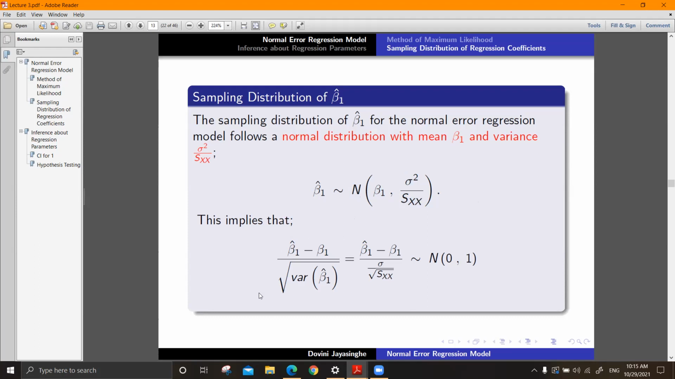This implies that this particular quantity is standard normally distributed. If you know X is normally distributed with mean mu and variance sigma squared, what is our Z? Z is going to be X minus mu divided by sigma. That is how you standardize a variable. That means from some normal distribution, you are mapping that to the standard normal distribution. The same thing is done here. This is our random variable minus the mean, like X minus mu, divided by the square root of this variance. So that is basically this.